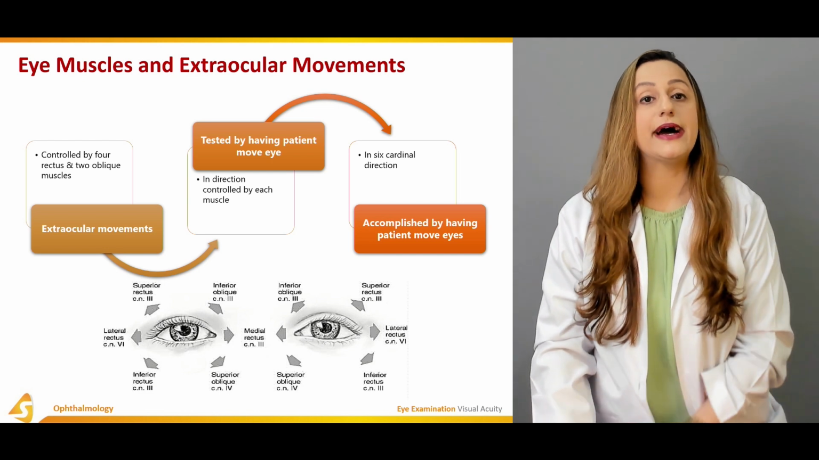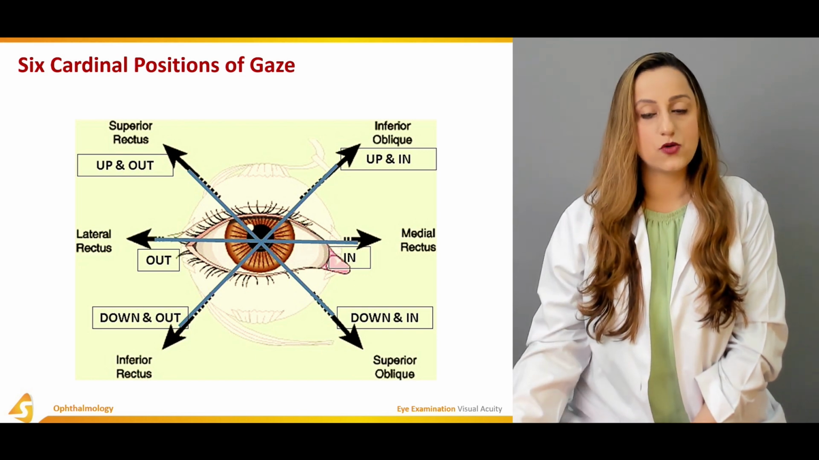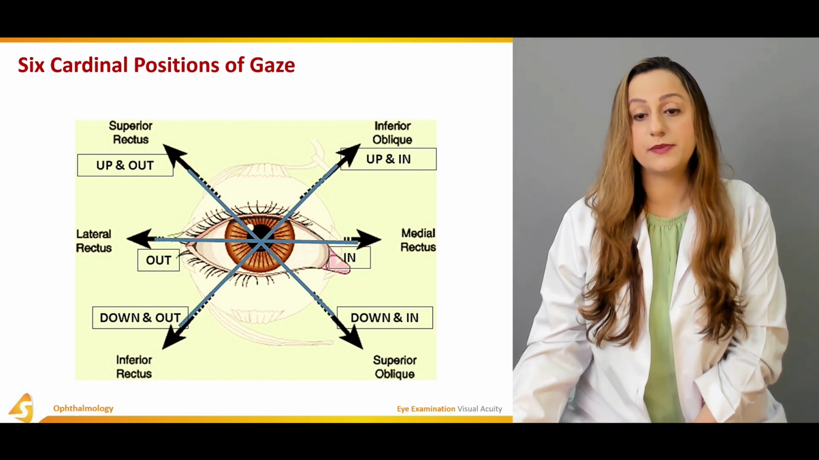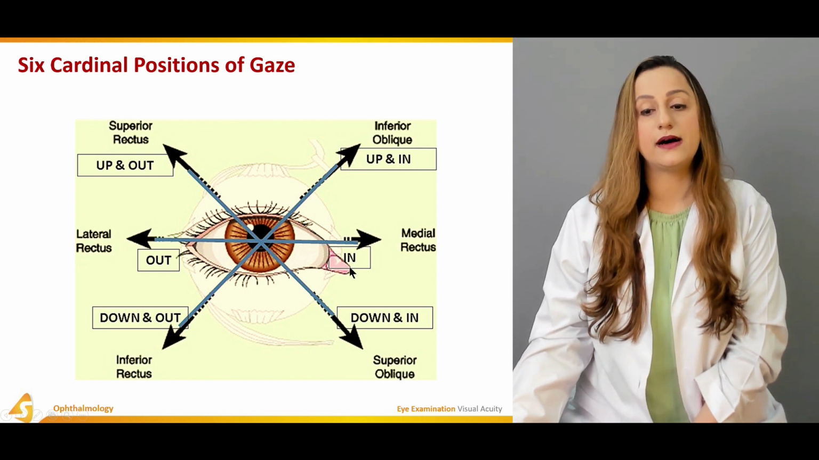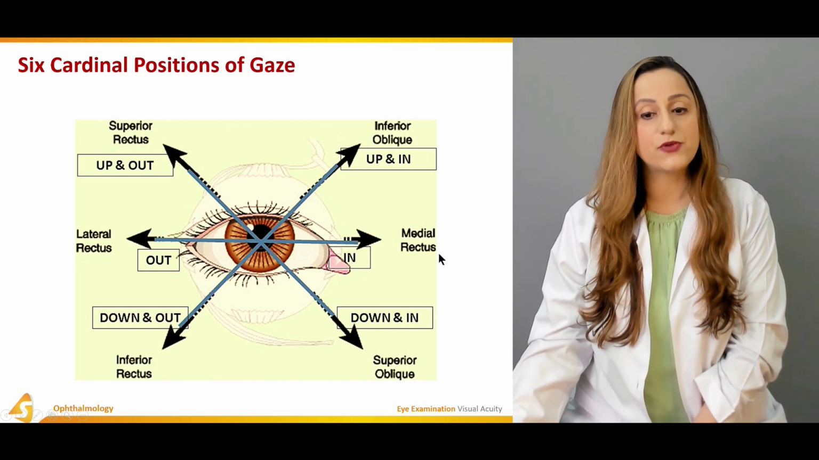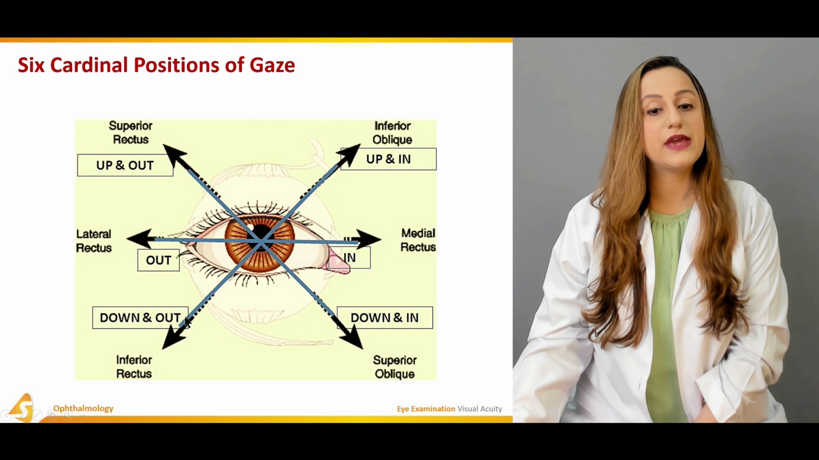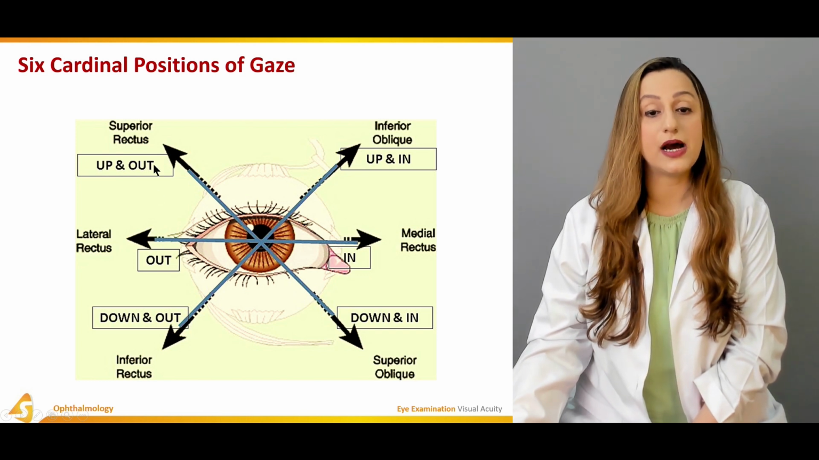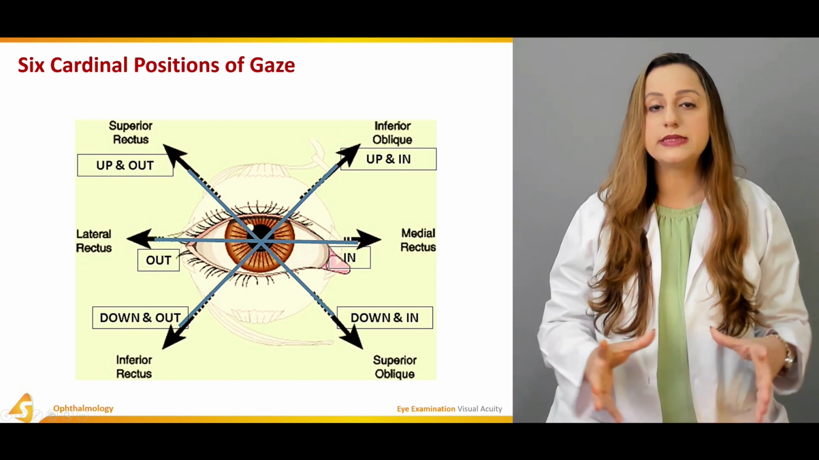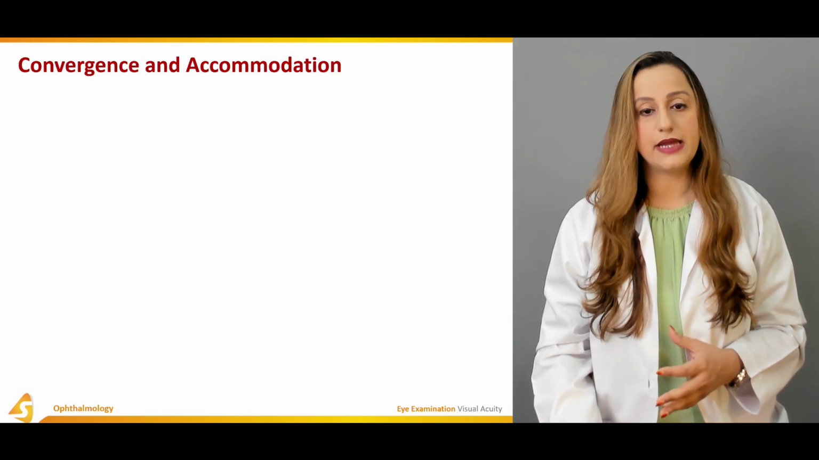Knowing the 6 cardinal directions is also very important. These are the 6 cardinal positions of the gaze. Over here, the up and in position is usually performed by the inferior oblique. We have the medially or nasally looking position, performed by the medial rectus. We have the down and in by the superior oblique, the down and out by the inferior rectus, the out by the lateral rectus, and the up and out by the superior rectus muscle. So these are the normal 6 cardinal positions, and the muscles involved in them are again very important.